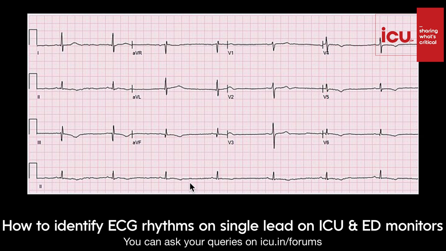The other rhythm we missed is sinus bradycardia, on which you also need to be alert in time, as it's an impending sign of cardiac arrest. So sinus rhythm originating from the sinus node, narrow QRS complex, but the rate is less than 60. So sinus bradycardia is a rhythm which you also need to identify very quickly, because we need to start CPR if the patient is collapsing.